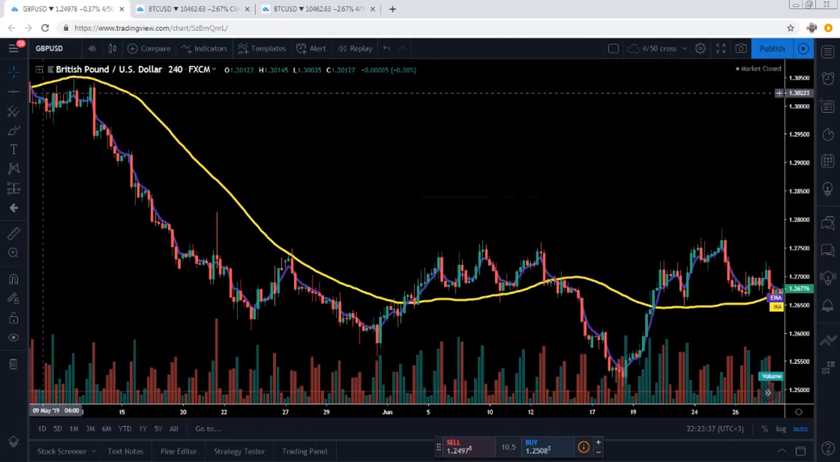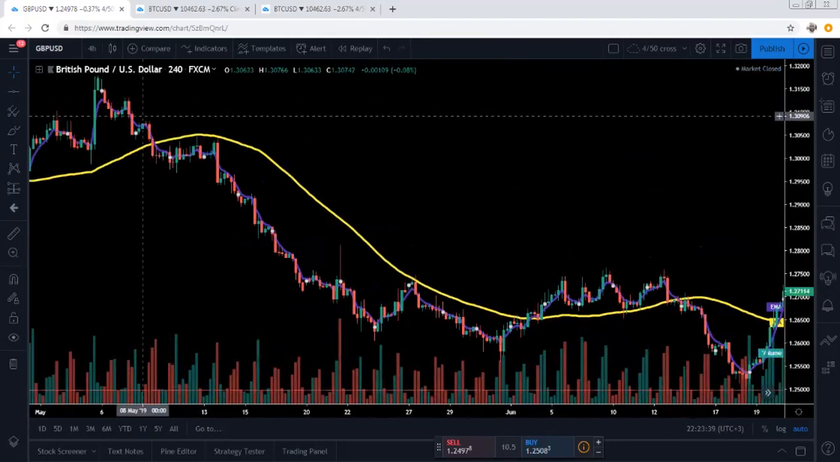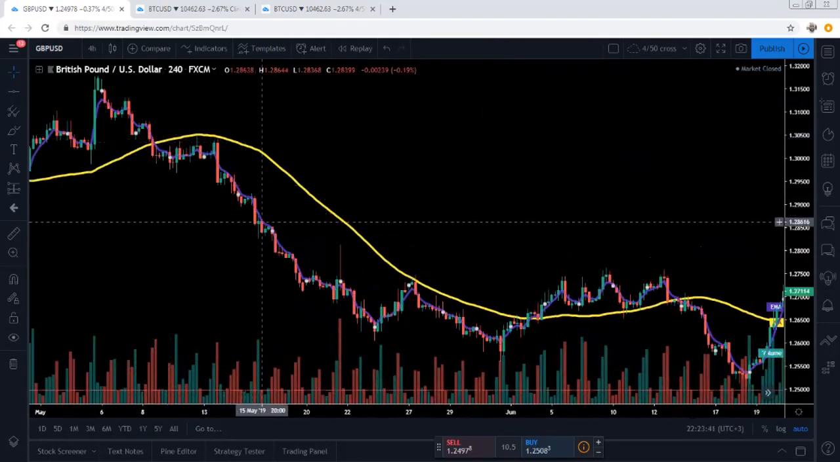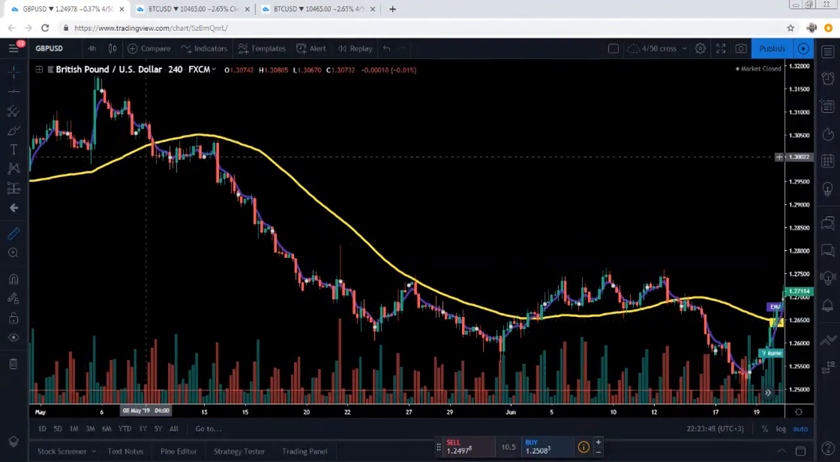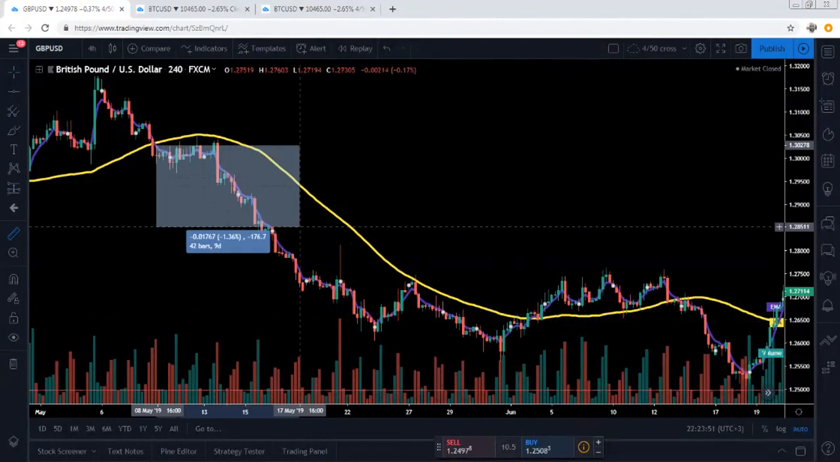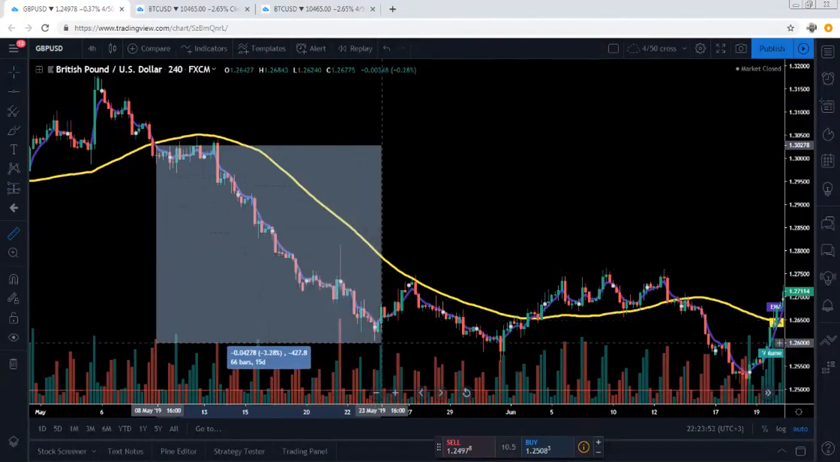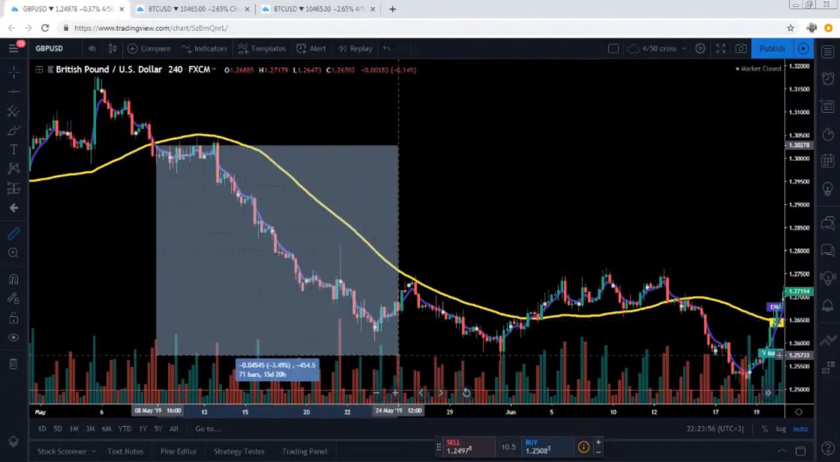$450 cross. This on the 4 hour. She crossed. Look how long it took before it crossed back. That 450 cross is a beast. That's how low it got. 460 something pips.